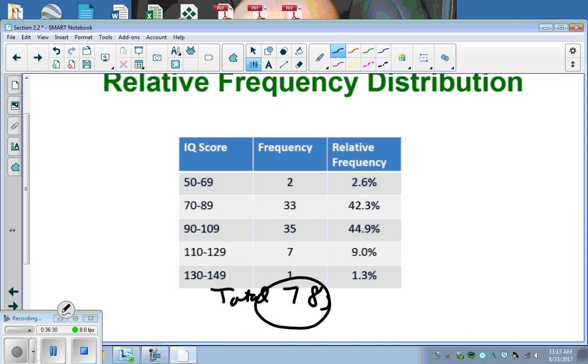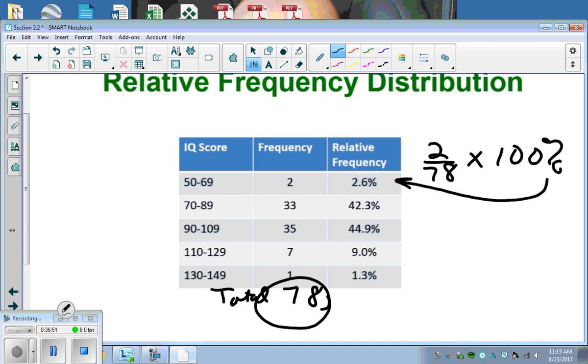How many of the first one? 2. So I'm going to take 2 divided by 78. Do you get 0.026? That's how they got to 2.6. Relative frequency. Okay?